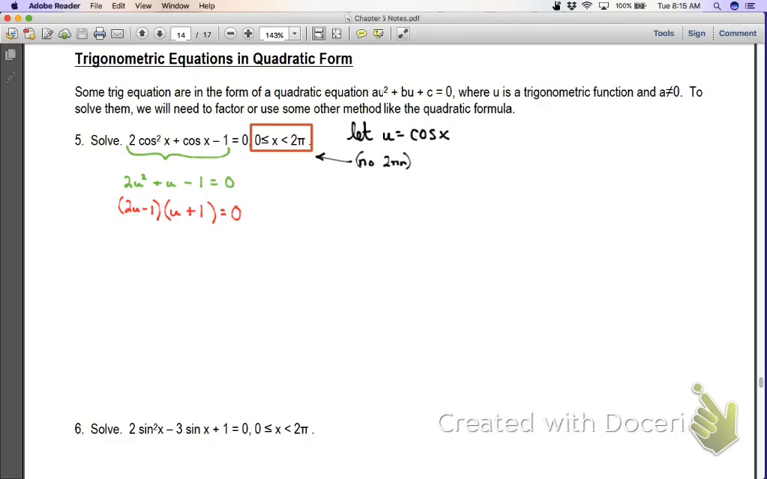Just like we did whenever you were in Algebra 2 and you were factoring quadratics, and we did the zero product property, now all you're going to do is separate everything back out, and go ahead and let u turn back into cosine of x. So I'm going to have 2 cosine of x minus 1 equal to 0. And I'm going to have cosine of x plus 1 equal to 0.